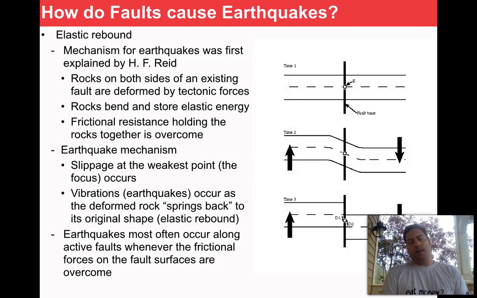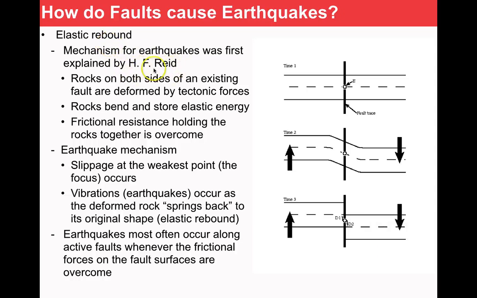So how do faults cause earthquakes? Let's talk about the mechanism. The mechanism itself is called elastic rebound. This is the current theory for how these things occur, and it's basically a three-step process. A geologist by the name of Reid came up with this idea, basically that rocks on both sides of an existing fault are deformed by tectonic processes.